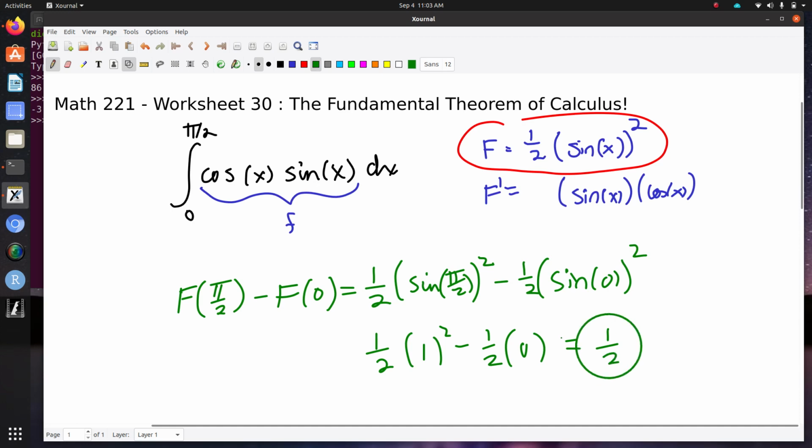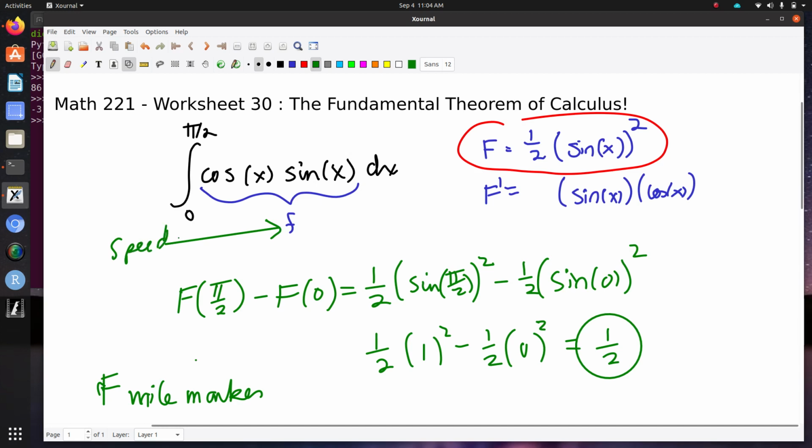You've only traveled a distance of 1/2 because your mile marker at 0 is 0 and your mile marker at pi over 2 is just 1. Or actually it's 1/2 times 1 squared. I could put the square on the 0 if you like. Okay? So capital F is your mile marker, and little f is your speed.